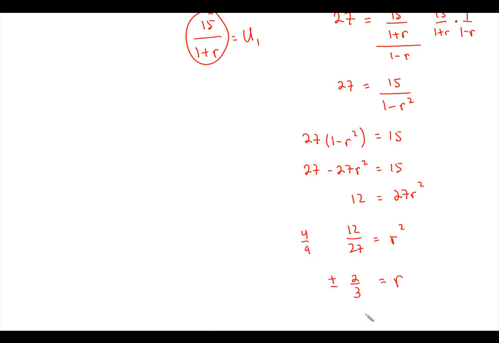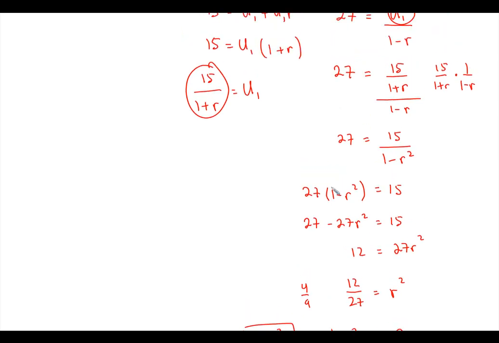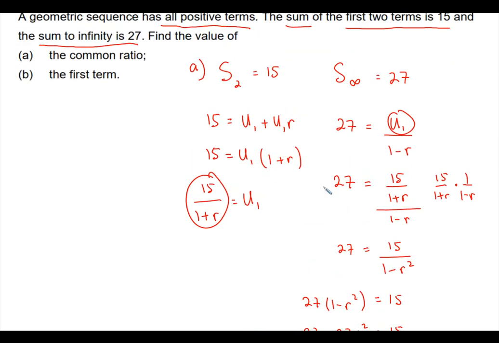Now they told us earlier that all the values are positive, so R cannot be a negative value. So we know R is going to be just positive 2 over 3, right? So we're going to reject the negative 2 over 3, okay? So we found the first part, we found R is equal to 2 over 3. And then it says find the first term.